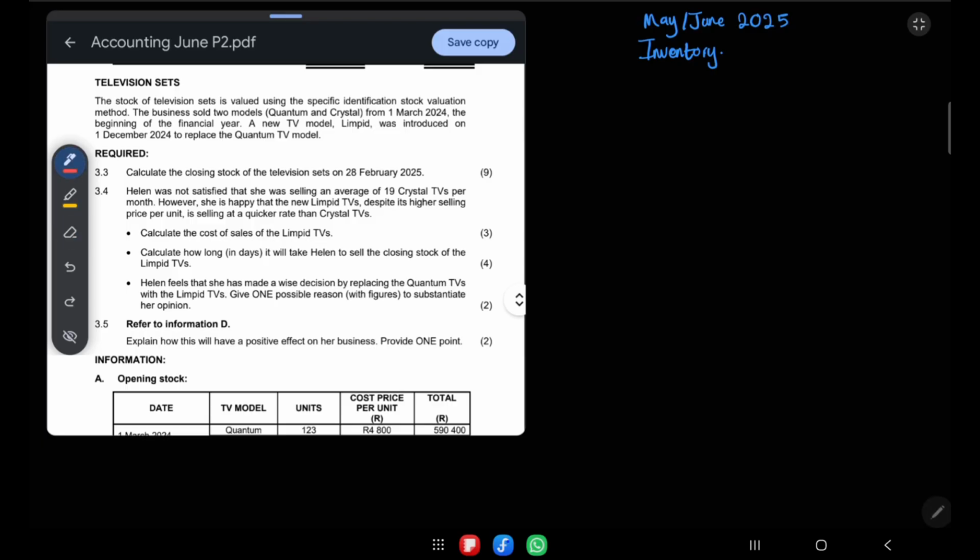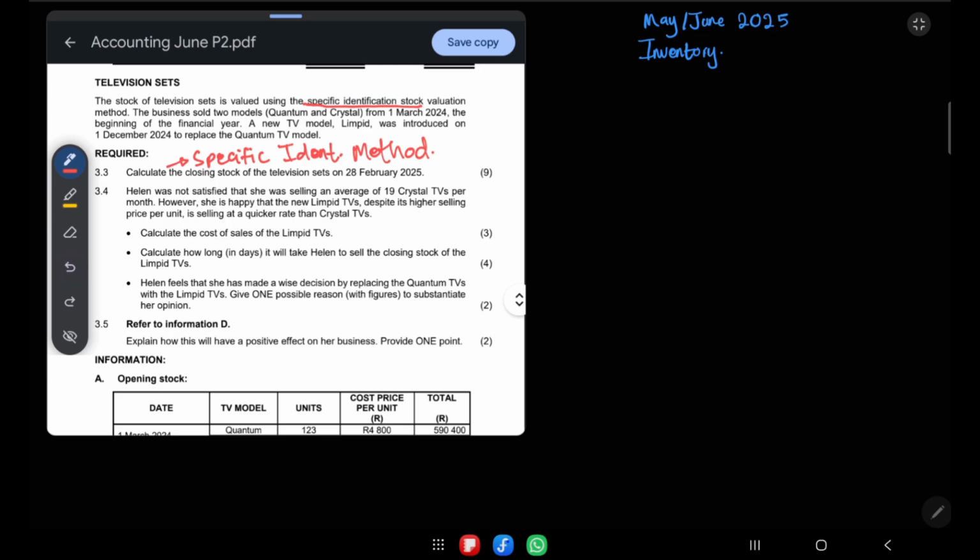Okay, so let's read our information again. The stock of television sets is valued using the specific identification method. So when you calculate our closing stock, we have to use the specific identification method. Make a few notes as you read the information. Make sure that you update whatever's given to you. It's worth 9 marks.